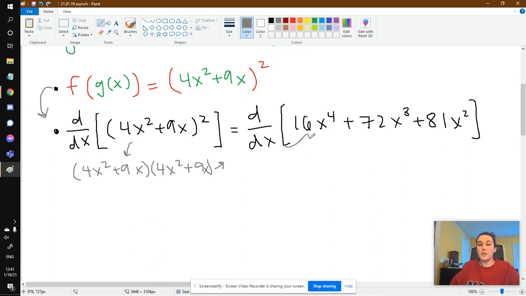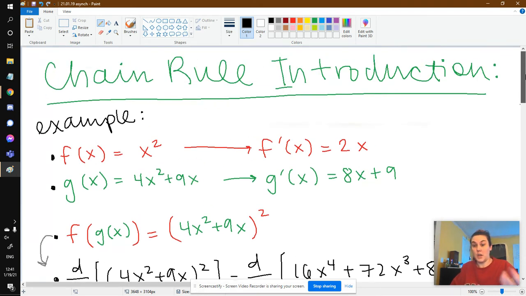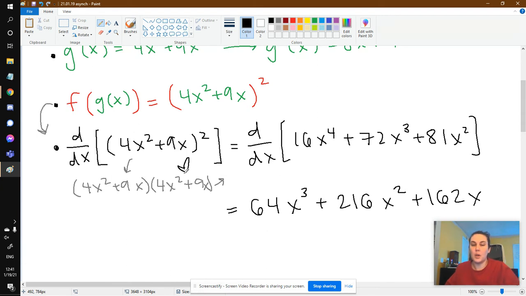And now this we can take the derivative of. Very good. The derivative is 4 times 16, which is 128. That can't be right. It's 64. Nice. Times x cubed. 72 times 3 is 216 x squared, and then that's 162x. Great. You say, Miss Johnson, we don't need the chain rule. We got it. Like we did it. We just have to do more algebra than we want to do.